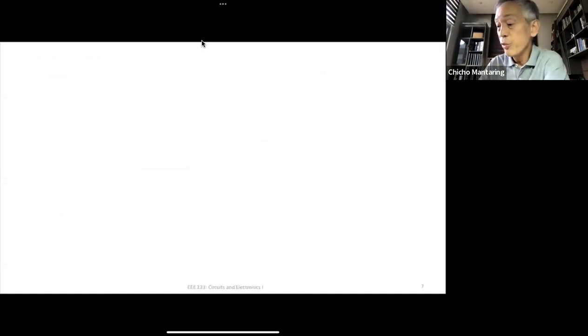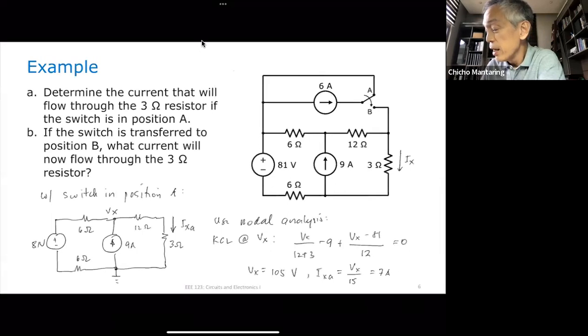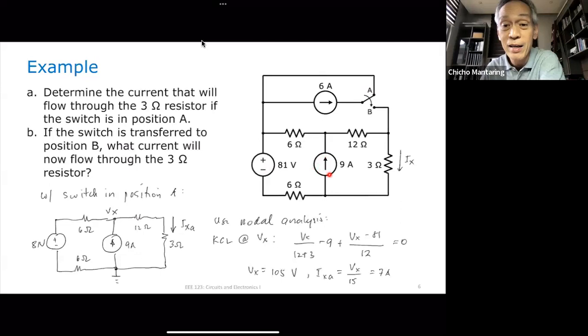So with the switch in B, consider the 6 ampere source acting alone. That's what I want to do. What is going to be my equivalent circuit? What will happen to this if the 6 ampere source is acting alone? Shorted. Yes, that becomes a short, and this one becomes open.